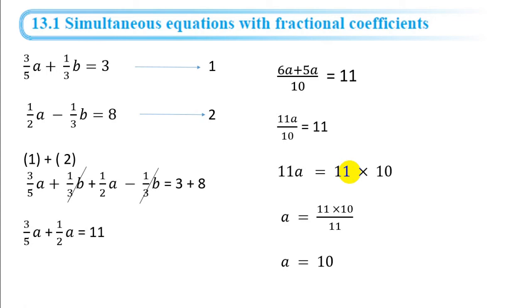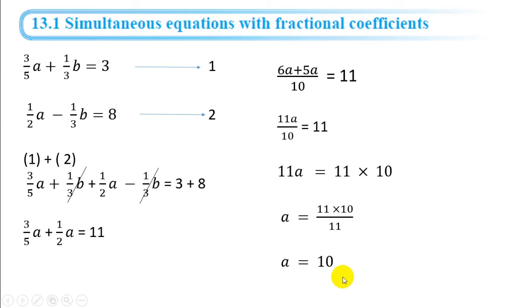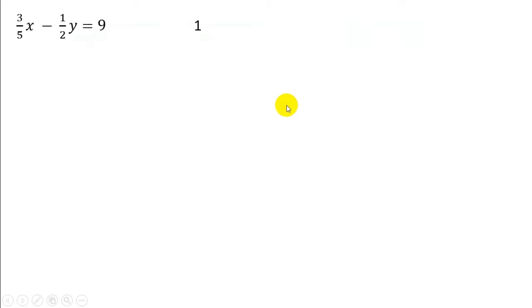Now I found the value of a. Now we need to find the value of b. Simply you can substitute the value of a into either equation 1 or equation 2, as we did in the previous exercises. I think I found only the value of a, and that would be fine. Simply you can do this workout and try to find the value of b in this question. So let's go to the next question.